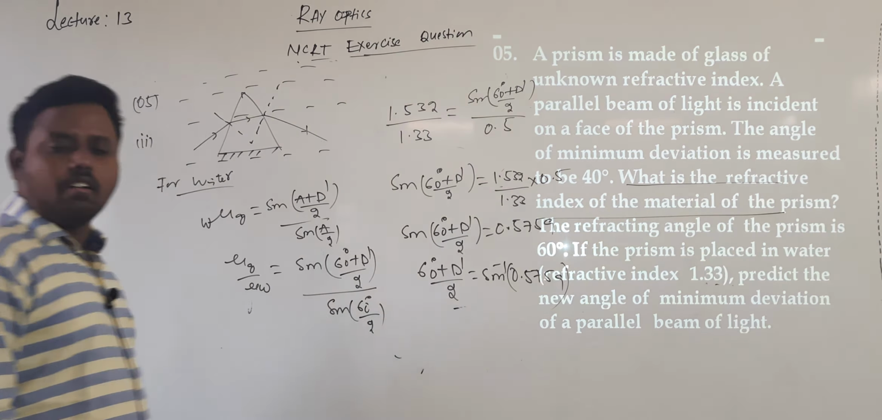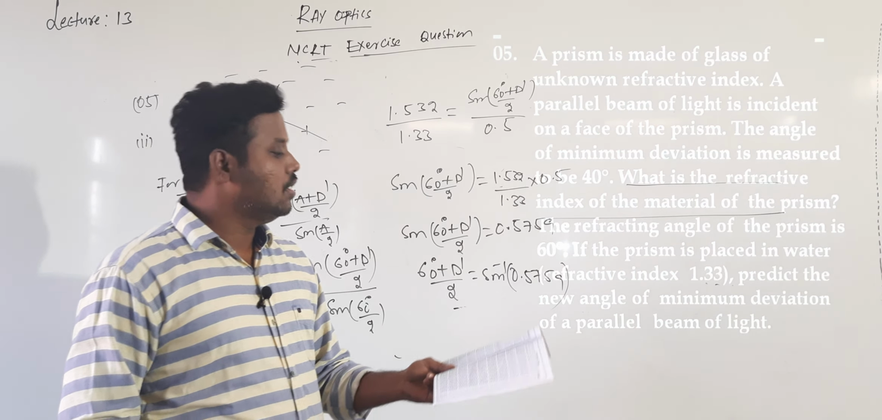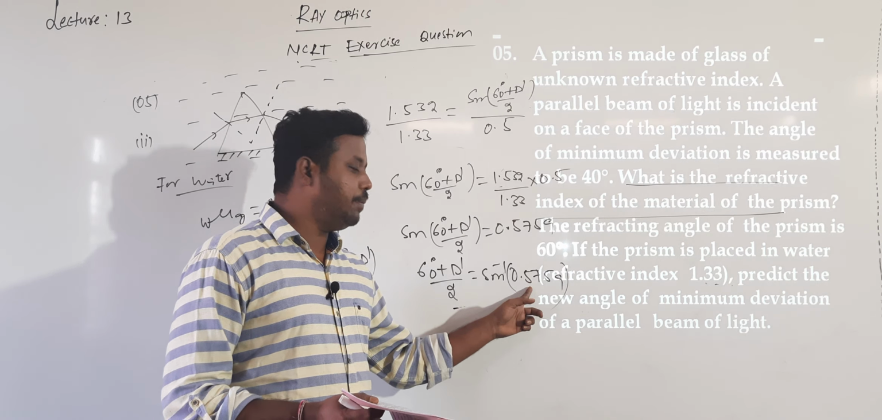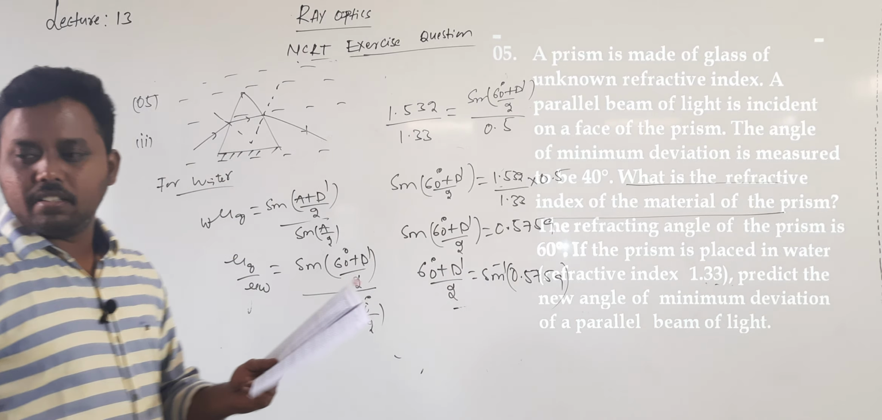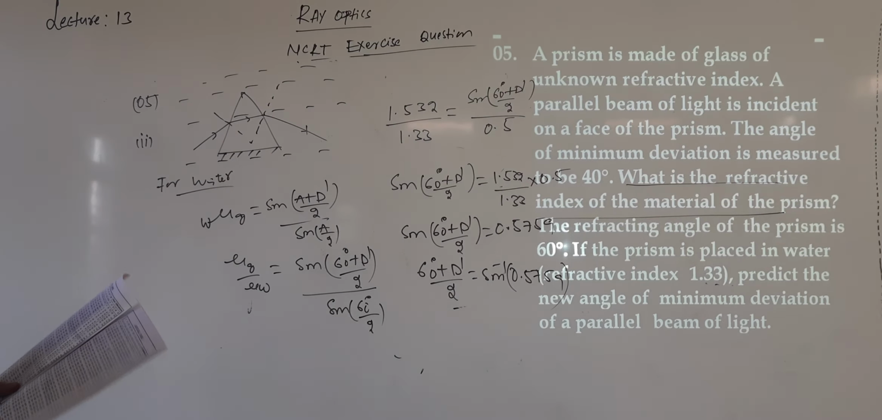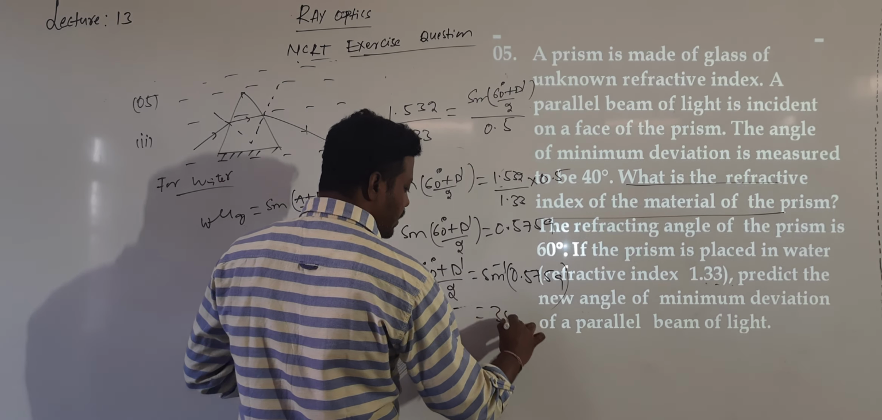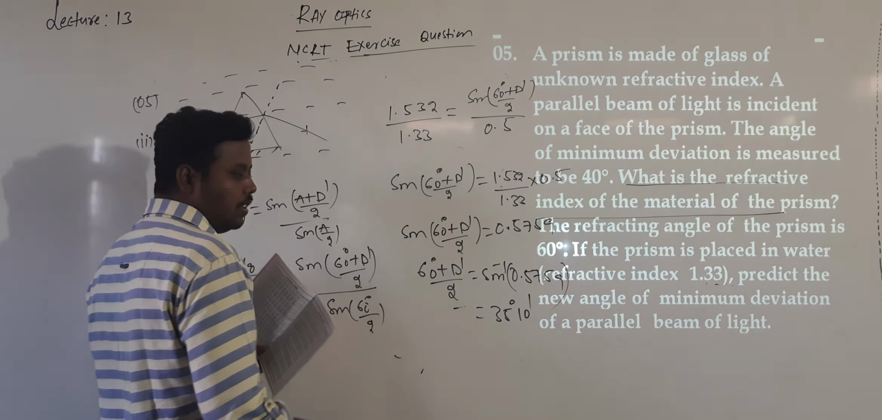Again you have to use the table. In the table there are two ways: when the degree is given we can find the value, and when the value is given we can find the degree. So you have to check corresponding to 0.57. 0.5 means 30 degrees, and the value is a little more than that. By seeing the table, we will get this value as 35 degrees 10 minutes. The value is 35 degrees, 10 minutes.